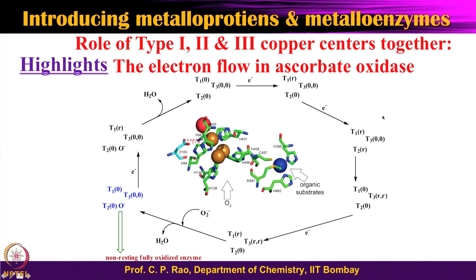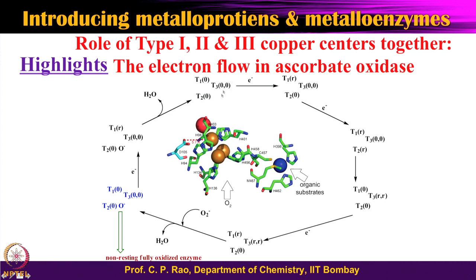And there are some cases where you have type 1, type 2, type 3 copper centers all together in one. This example is ascorbate oxidase. Type 1 is shown as T1, type 2 is shown as T2, type 3 is shown as T3. Type 3 has 2 copper centers. So, in this case it is not 0, it is O oxidized.